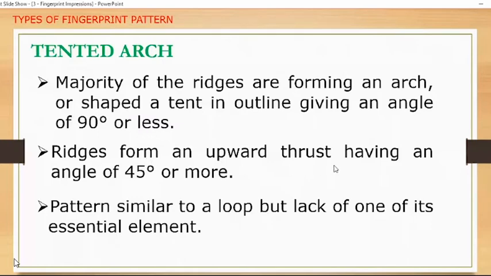Ridges form an upward thrust, having an angle of 45 or more, and a pattern similar to a loop, but lacks one of each essential element. Because there are 3 essential elements of the loop. Mamaya discuss natin yung isa-isa. Isa-isahin natin.